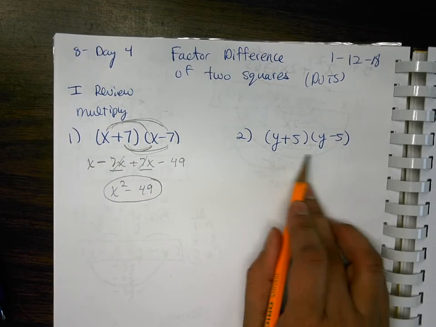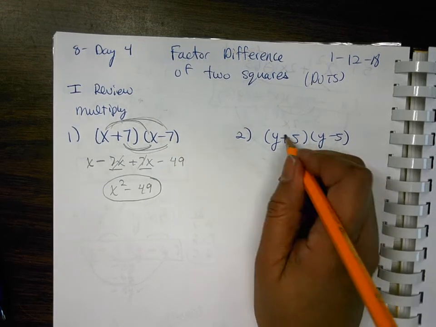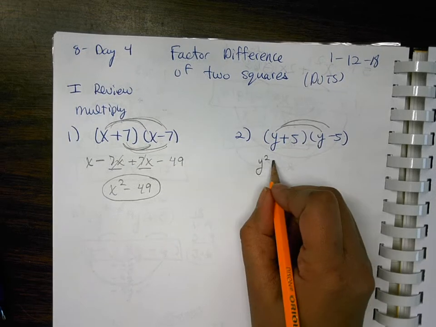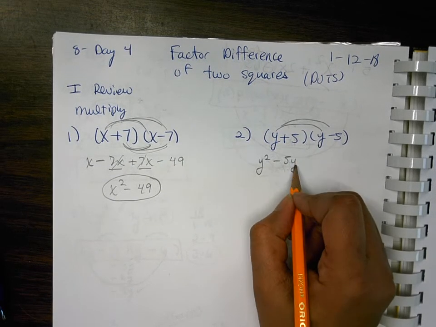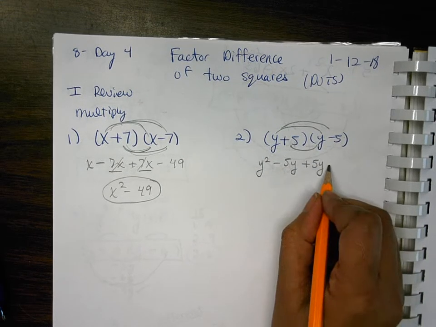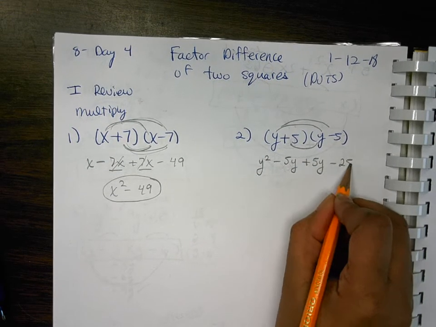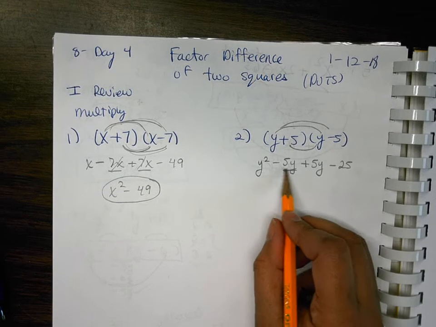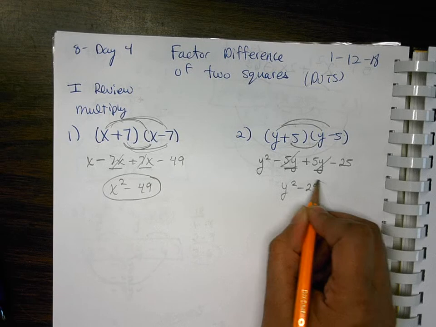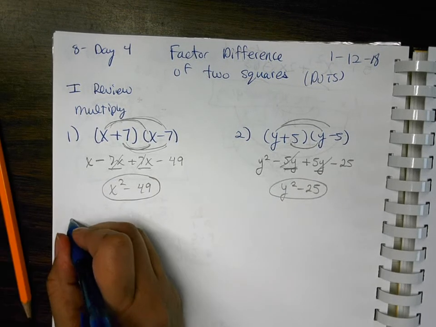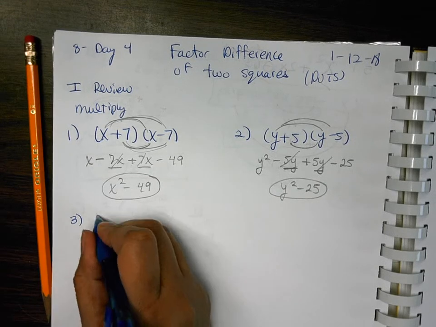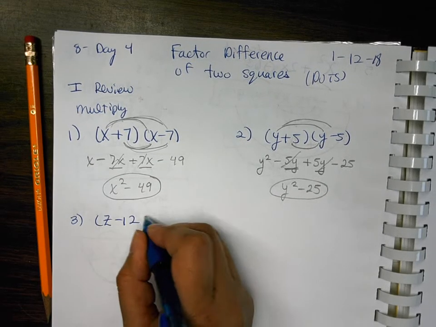Is that same thing going to happen here? Yeah. Let's check. What's y times y? Y squared minus 5y plus 5y minus 25. And what happens with the middle terms? And what are we left with? Okay, this is all review. Any questions so far?